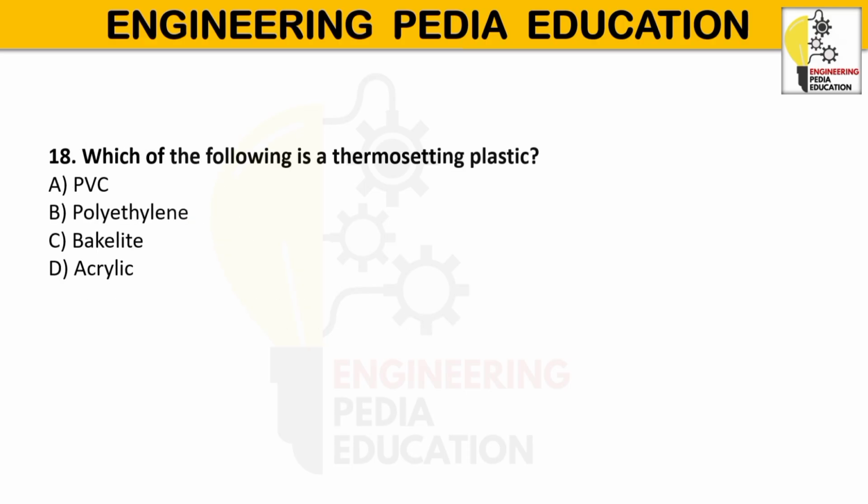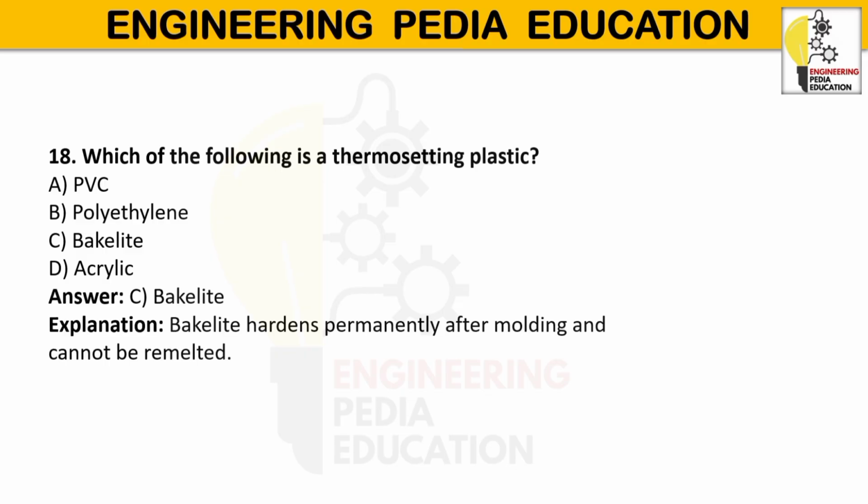Which of the following is a thermosetting plastic? PVC, polyethylene, bakelite, or arsenic? The correct answer is bakelite. Bakelite hardens permanently after molding and cannot be remelted.